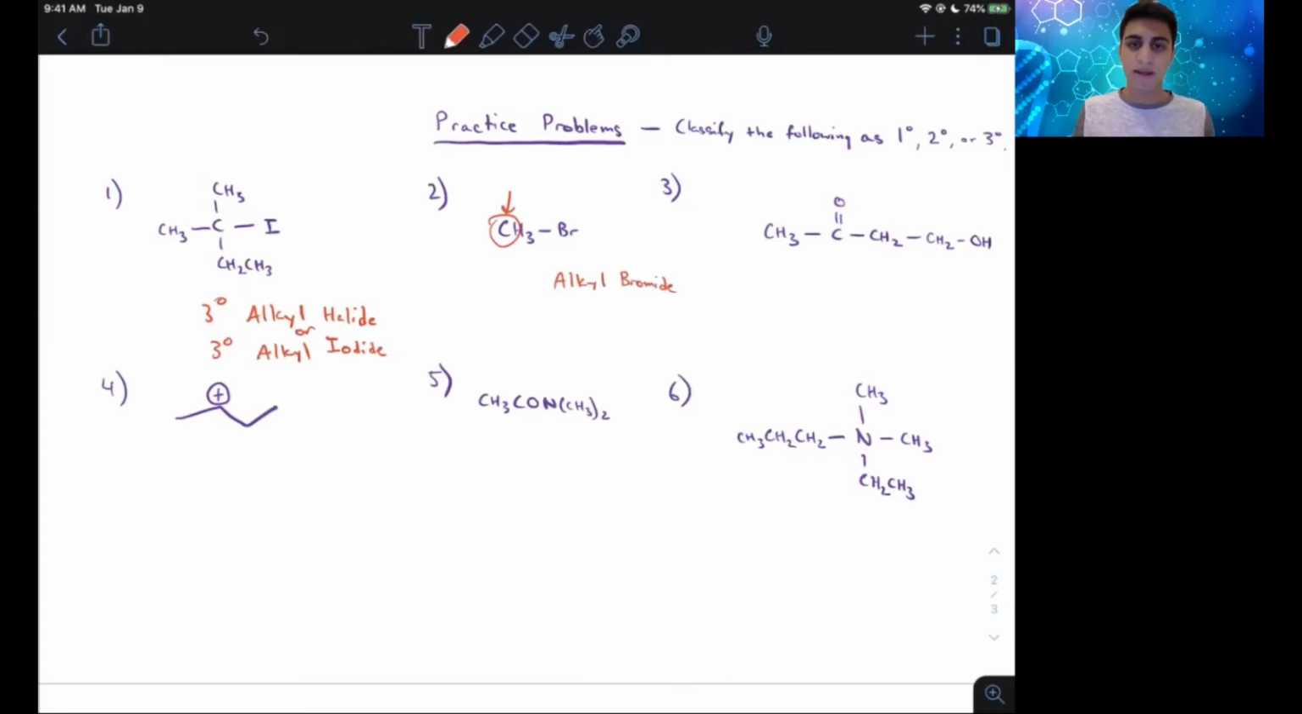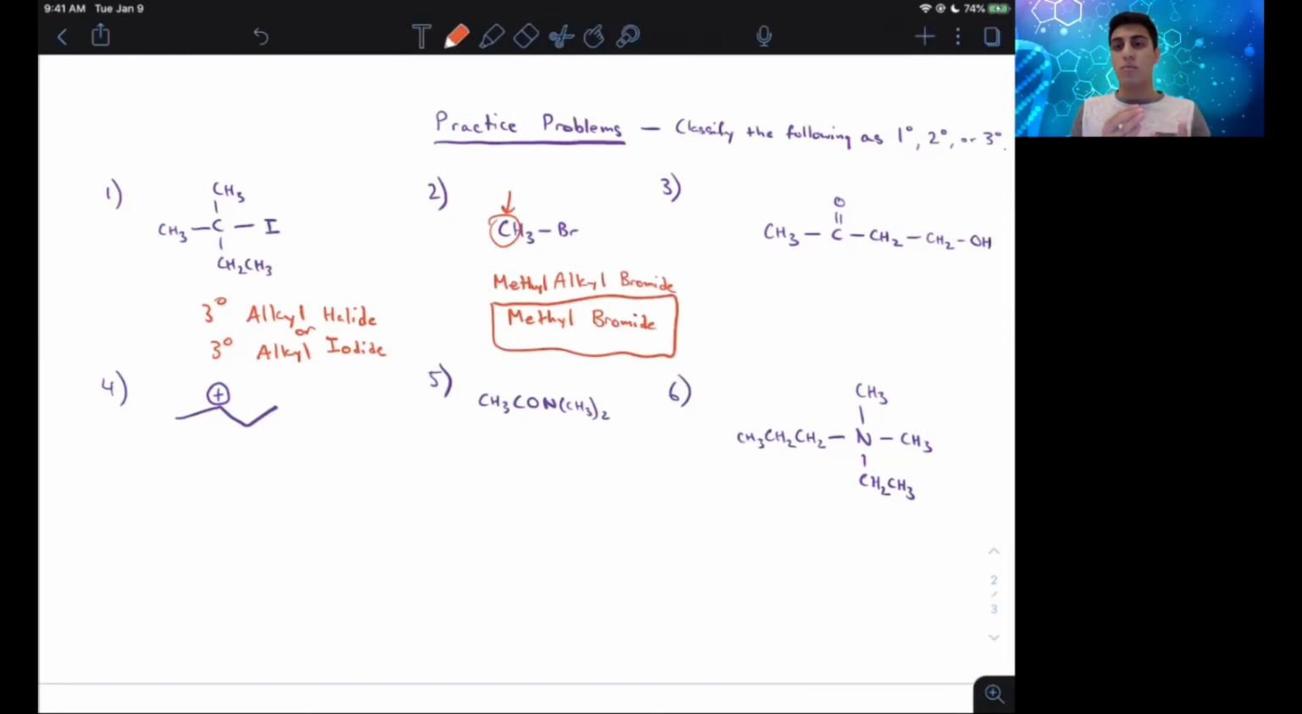No, we don't, right? So in this case, instead of calling this a primary, like some people would think, this has 0 carbons connected to it. So what do we call it when there's 0 carbons connected? We're going to call this a methyl alkyl bromide. Now, if you want to make the name a little shorter, you can just call this methyl bromide.